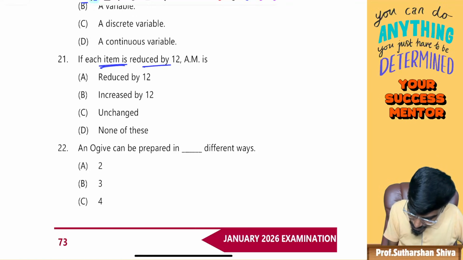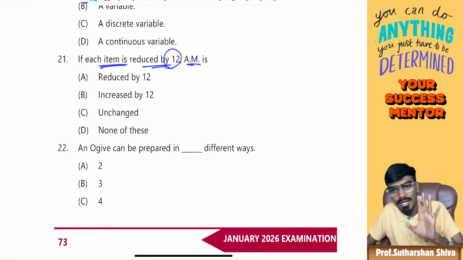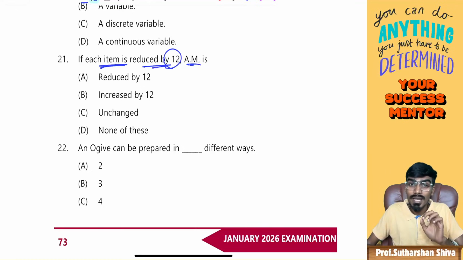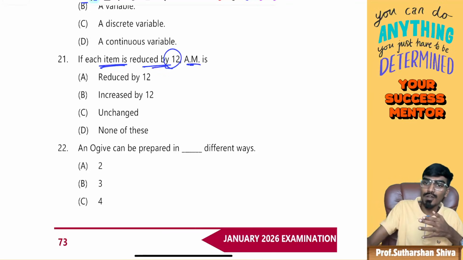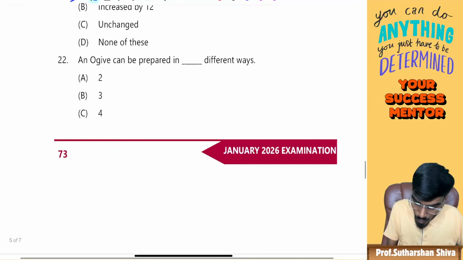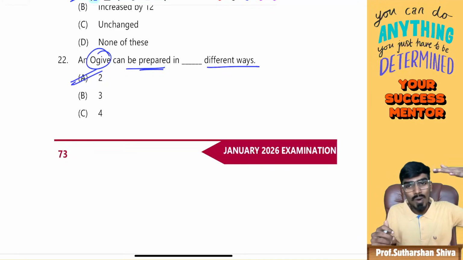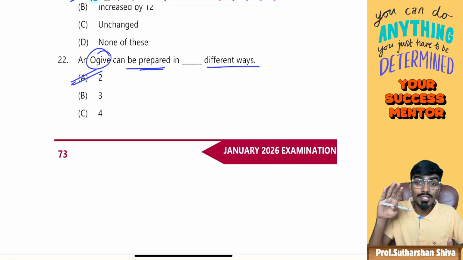If each item is reduced by 12, AM is nothing but arithmetic mean. What is it, guys? It is nothing but change of scale and shift of origin. AM will be affected by both shift of origin as well as change of scale. So if each item is reduced by 12, my AM will also be reduced by 12. And an ogive can be prepared in two different ways: one is less than ogive and the next one is more than ogive.